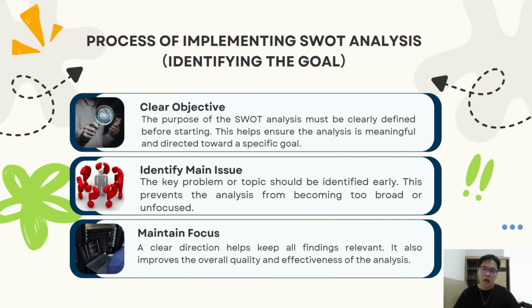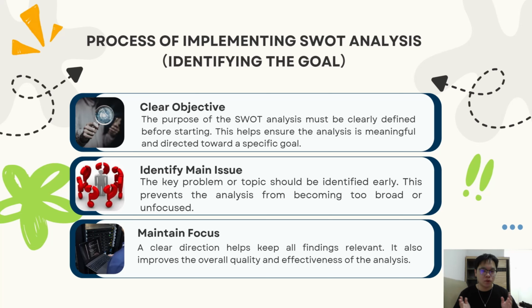Okay, now I will explain the first step in implementing SWOT analysis, which is to identify the goal or issue being studied. Before starting a SWOT analysis, we must clearly know what we want to analyze. If the objective is unclear, the analysis can easily become too broad or confusing. Let me give an example.